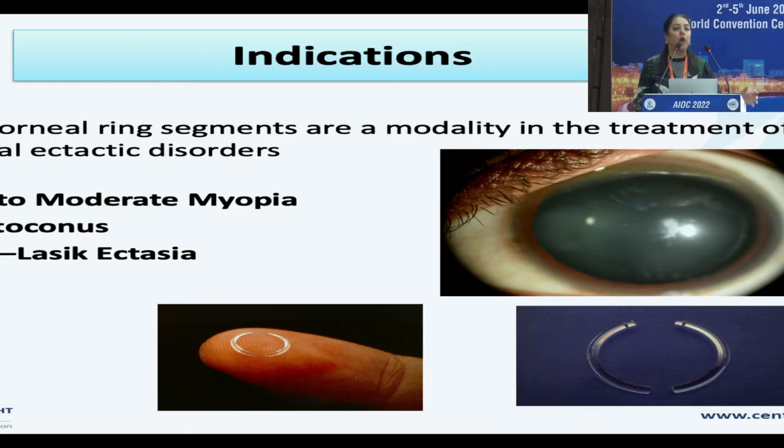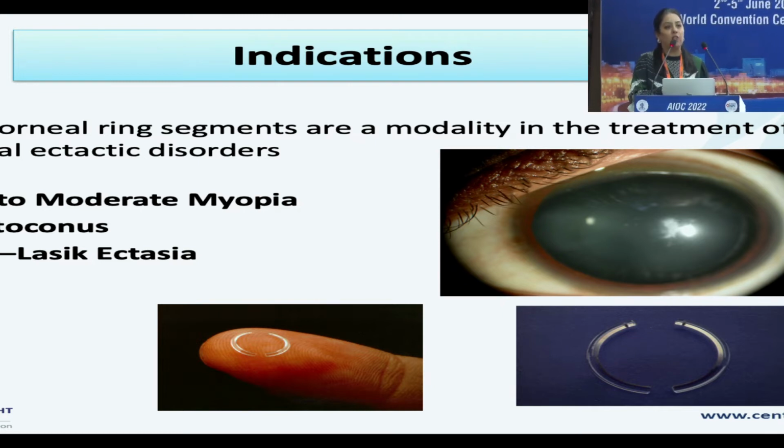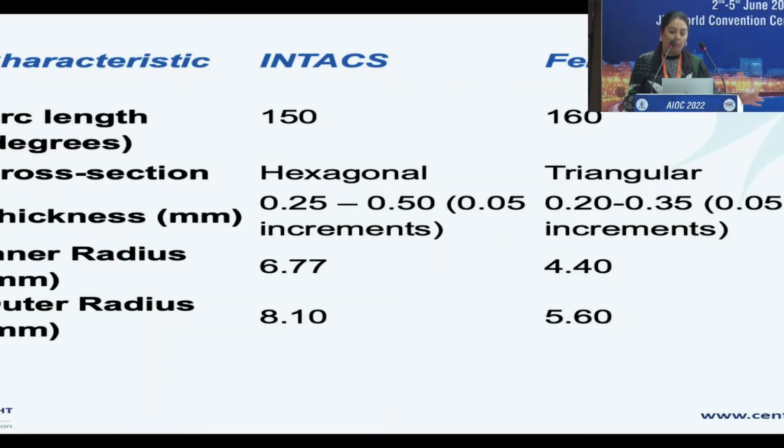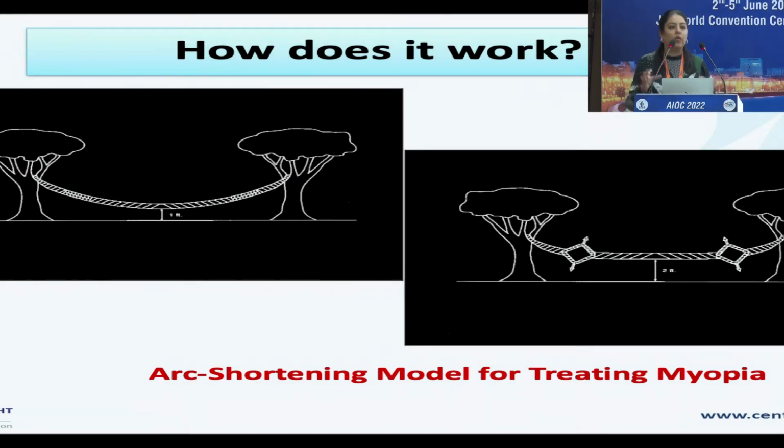ICRS is a tissue additive technology. That means you're not removing anything from the cornea. In fact, you are adding tiny arcs of PMMA, which are these corneal ring segments. When you add arcs of PMMA, what you're basically doing is placing a spacer device, which is going to flatten the cornea. When you flatten the cornea and regularize it, you correct the refractive error and the irregularity of the cornea.